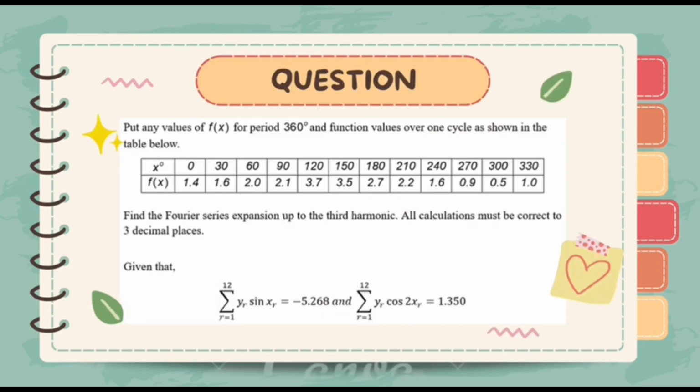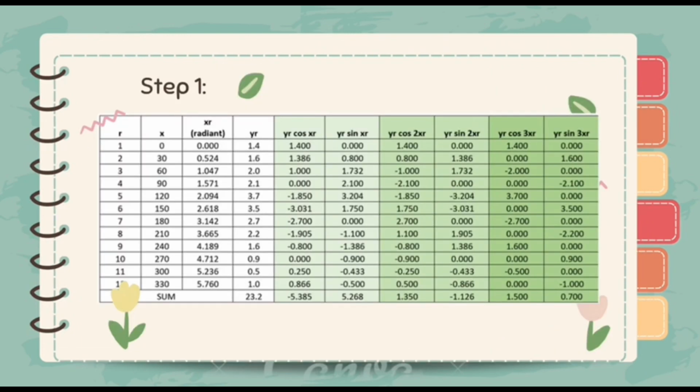So the question asks us to find the Fourier series expansion up to the third harmonic, and all the calculations must be correct to 3 decimal places. To solve this question, firstly, we need to find the summation for y cos x and y sin x. Since the question asks to find up until the third harmonic, we also need to find the summation for y cos and y sin for 2x and 3x.